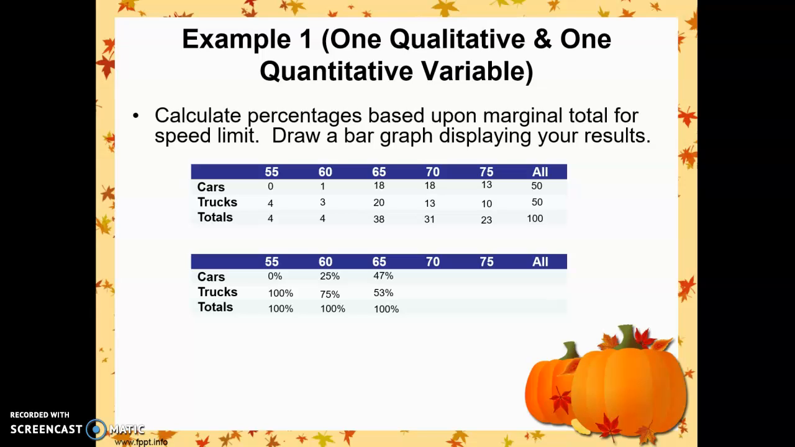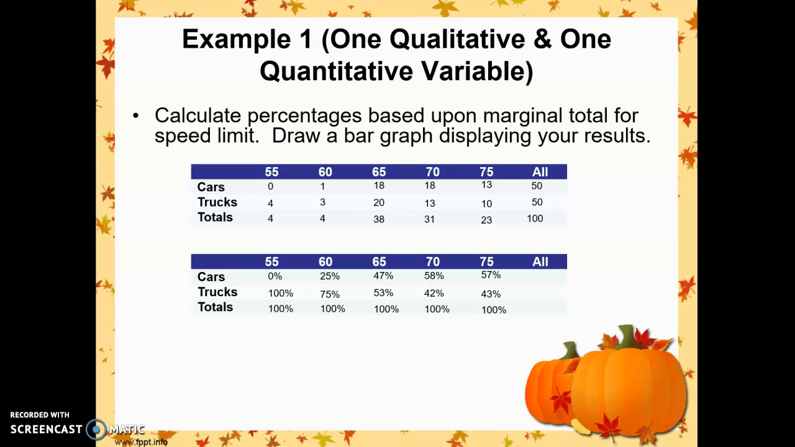18 out of the 31 that had a maximum speed limit of 70 were cars. So 18 divided by 31 is about 58%. 13 divided by 31 is 42%. And then for 75 miles per hour, 13 of the 23 were cars, and 10 of the 23 were trucks. So now this is going to be a little bit more telling about what's true of these maximum speed limits for the states, and it's going to better allow us to compare cars and trucks.